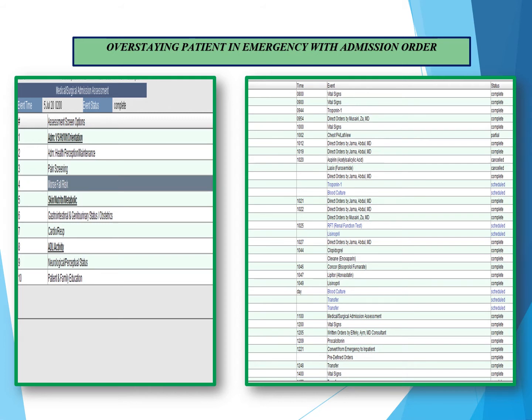In the event that admission order was entered for overstaying patient in ER, and the patient needs to further stay due to unavoidable circumstances, example, unavailability of bed in the inpatient unit, and other related reasons or issues, the appropriate electronic admission assessment should be initiated. Refer to the example, convert from emergency to inpatient, medical surgical admission assessment and transfer order. However, if the patient is still in ER on the following shift, the receiving ER staff nurse shall initiate the appropriate electronic shift assessment, which shall later be continued by the receiving inpatient staff nurse upon patient transfer.